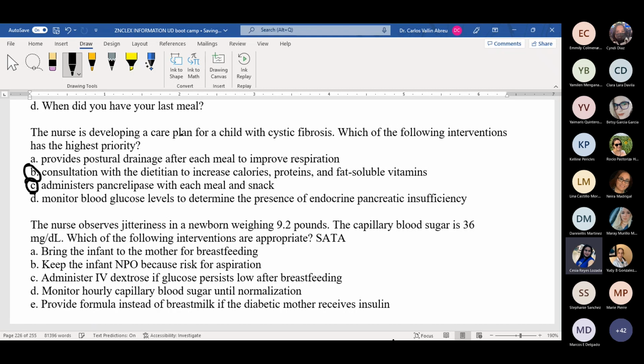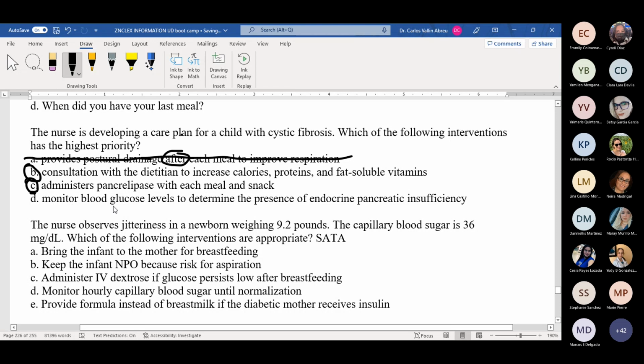Okay, let's analyze that. I say A, and so you can rule out A. Why do you rule out A? After meals, because this work should be done before. If we provide postural drainage after eating, the baby is going to vomit, obviously. So it should be before the meal. We rule out that one, it is incorrect.